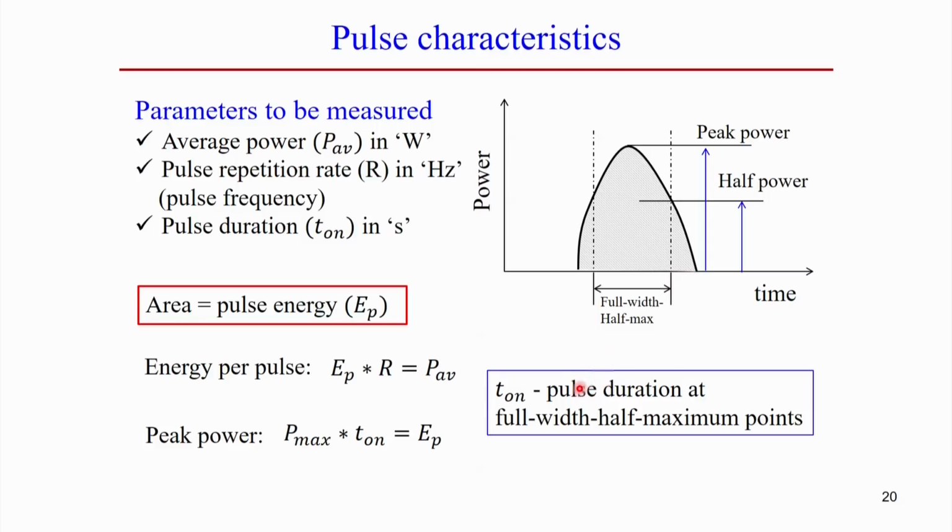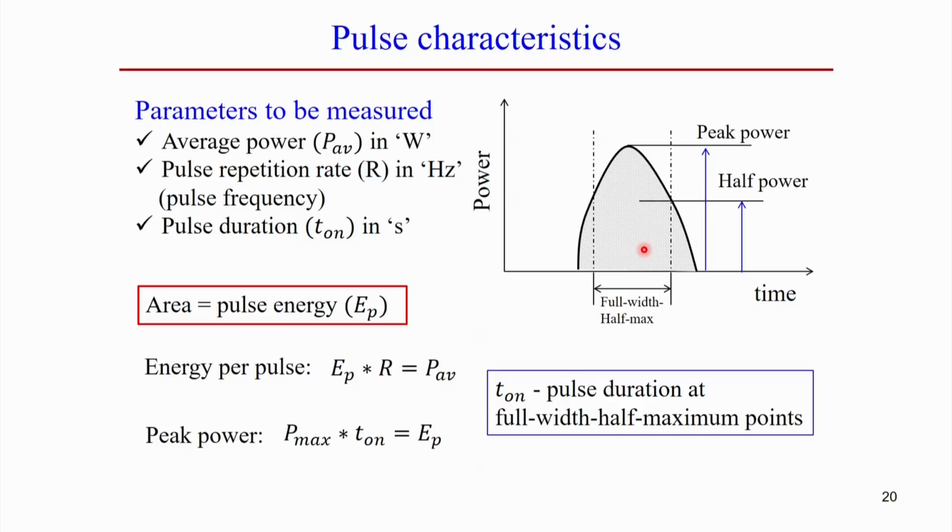So, that pulse duration can be represented as Ton, that is the pulse duration at the full width half maximum points. So, here we can find out that the area of this temporal pulse basically represents the pulse energy, which is denoted by EP. Now, energy per pulse multiplied by the pulse repetition rate or pulse frequency actually indicates the average power.